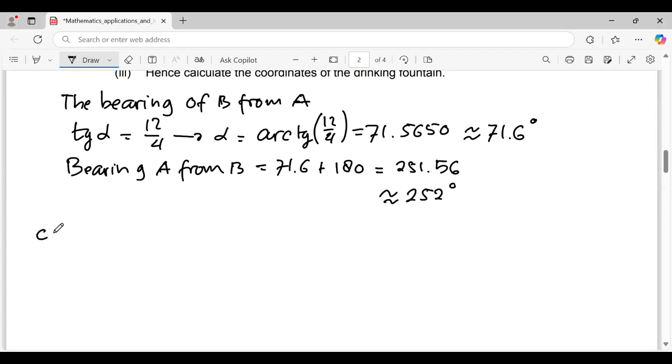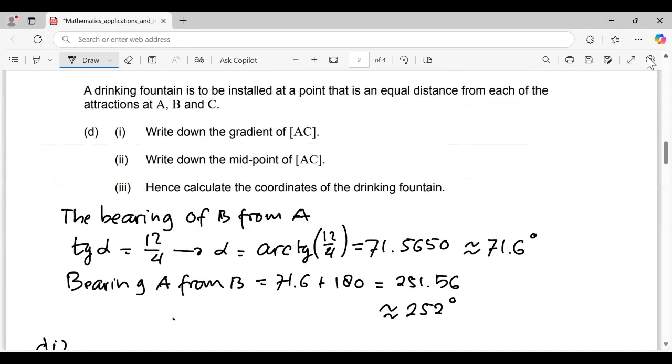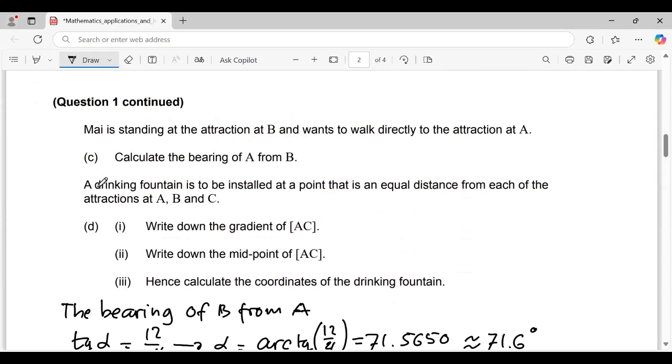Next, part D, part 1. A drinking fountain is to be installed at a point that is an equal distance from each of the attractions at A, B, and C. Write down the gradient of AC.